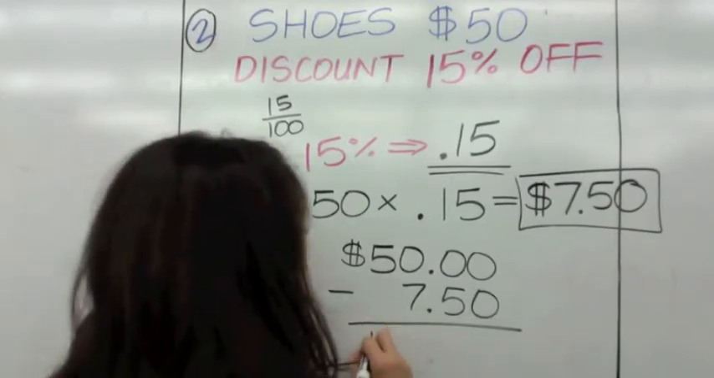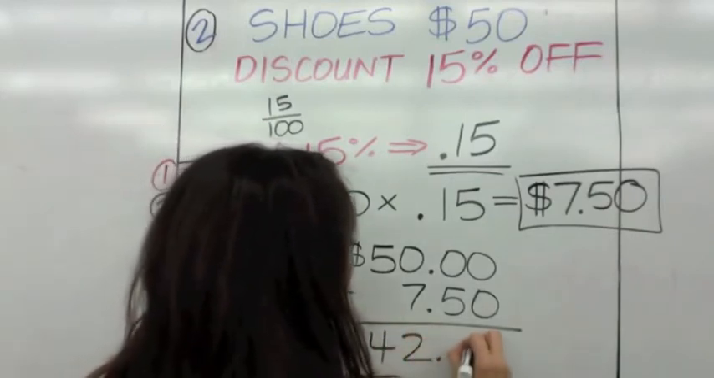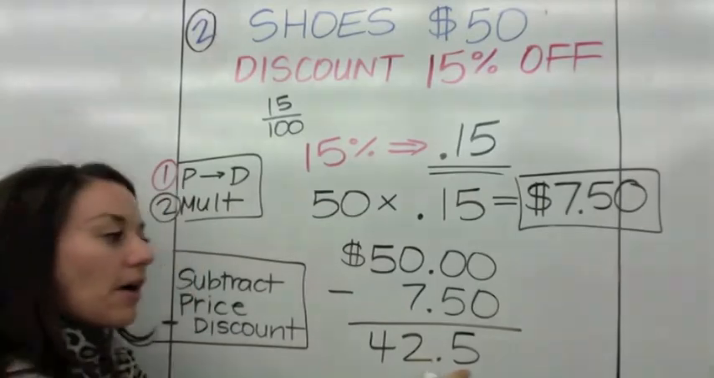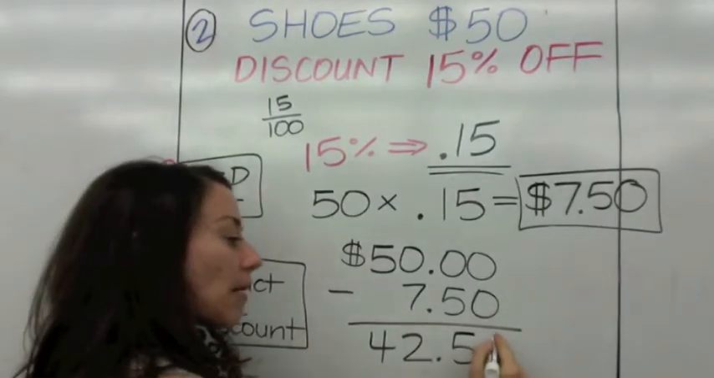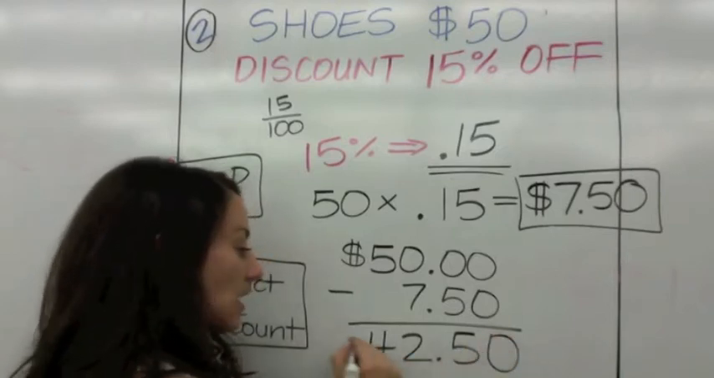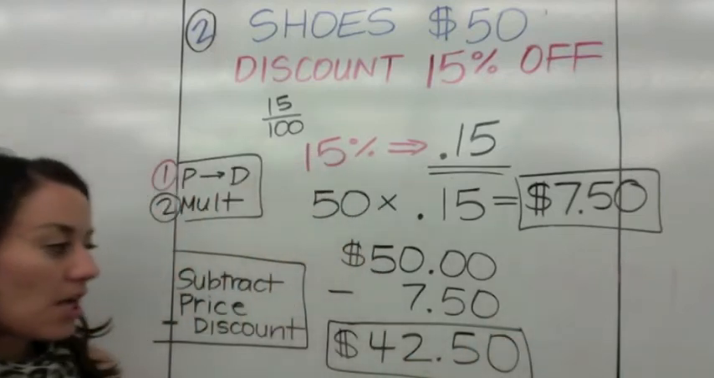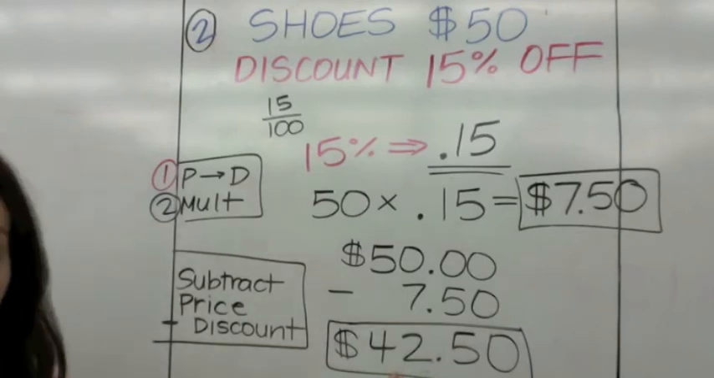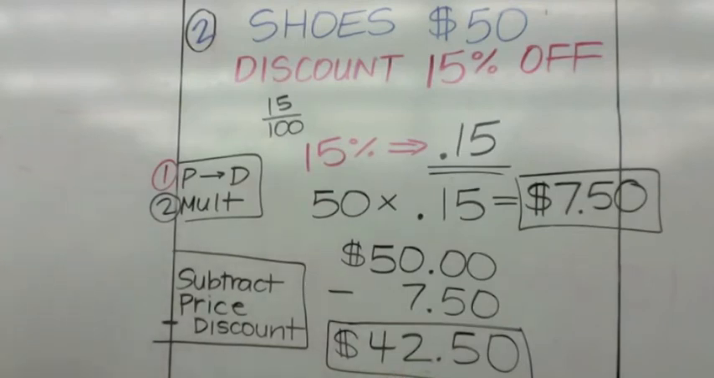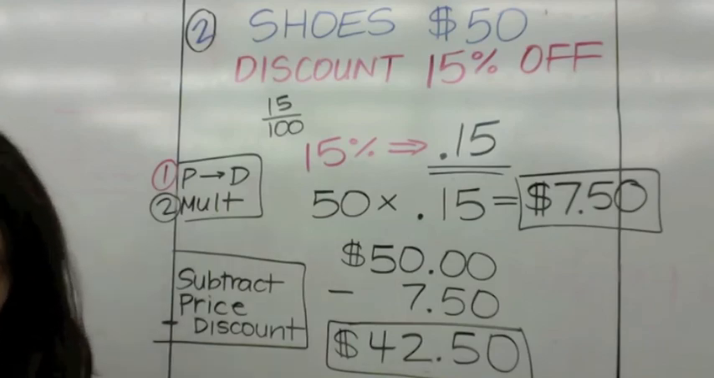42.5. Our answer is 42.5. What does that mean? Remember, 0.5 is half of a dollar, so you're really talking about how many cents? How much is half of a dollar? 50 cents. So how much will you pay for those shoes before taxes? You're going to pay $42.50. Go ahead and get that down.